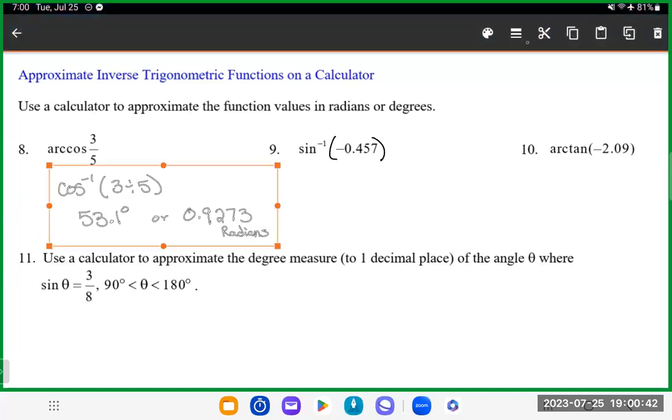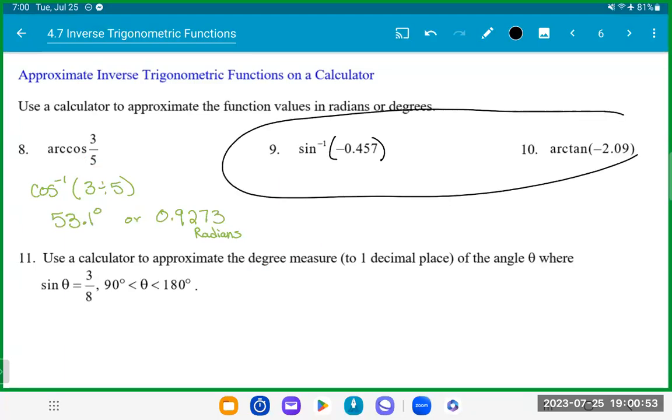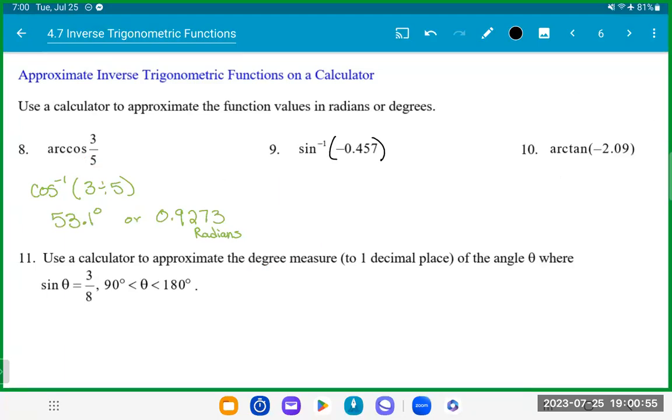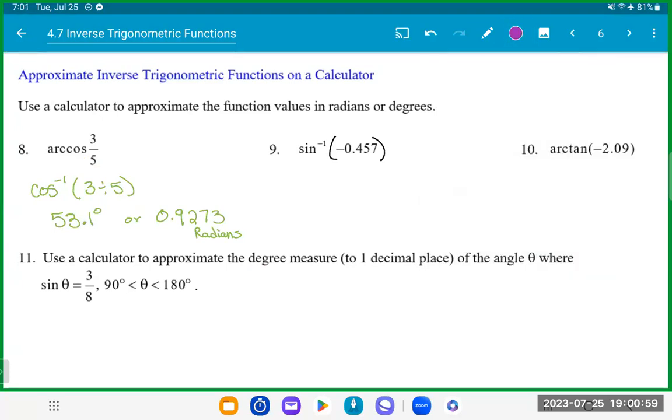Okay, questions? I'm going to give you about a minute to try these other two. Let's try the sine inverse and the tangent inverse and see what you come up with.